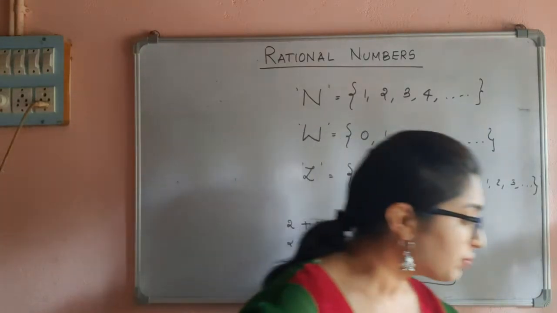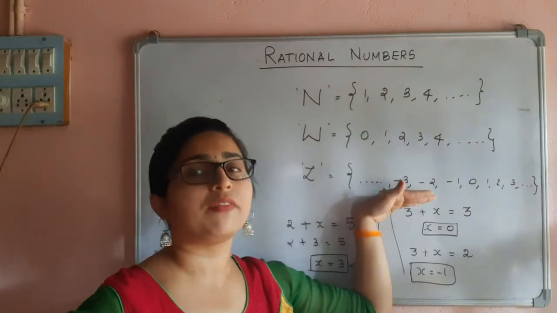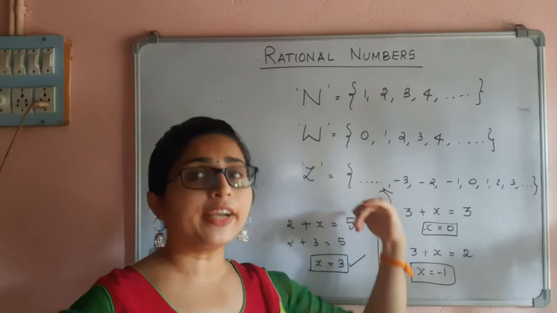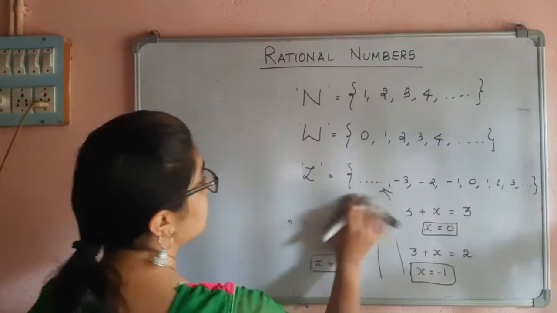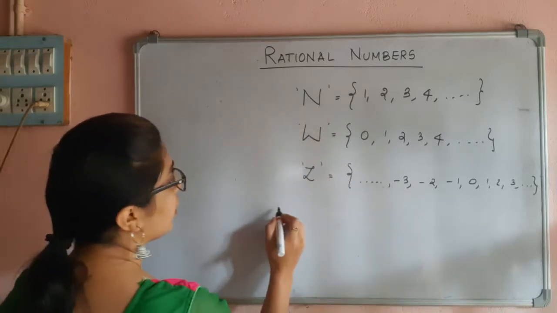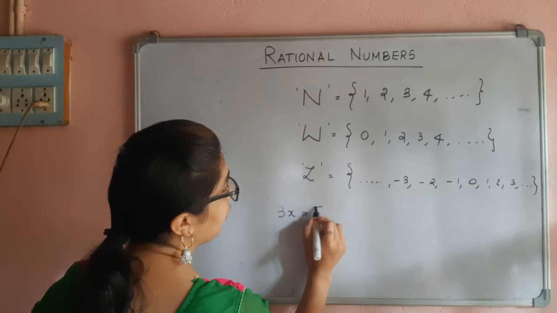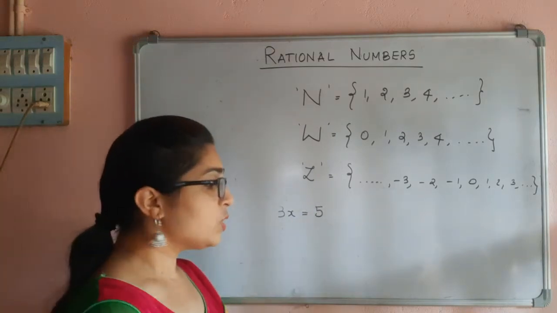Okay, but so that's why we have considered natural numbers, whole numbers, and then we have integers, which consist of negative numbers along with the whole numbers. So, if I consider one equation, 3x is equal to 5, you will come across such equations also.